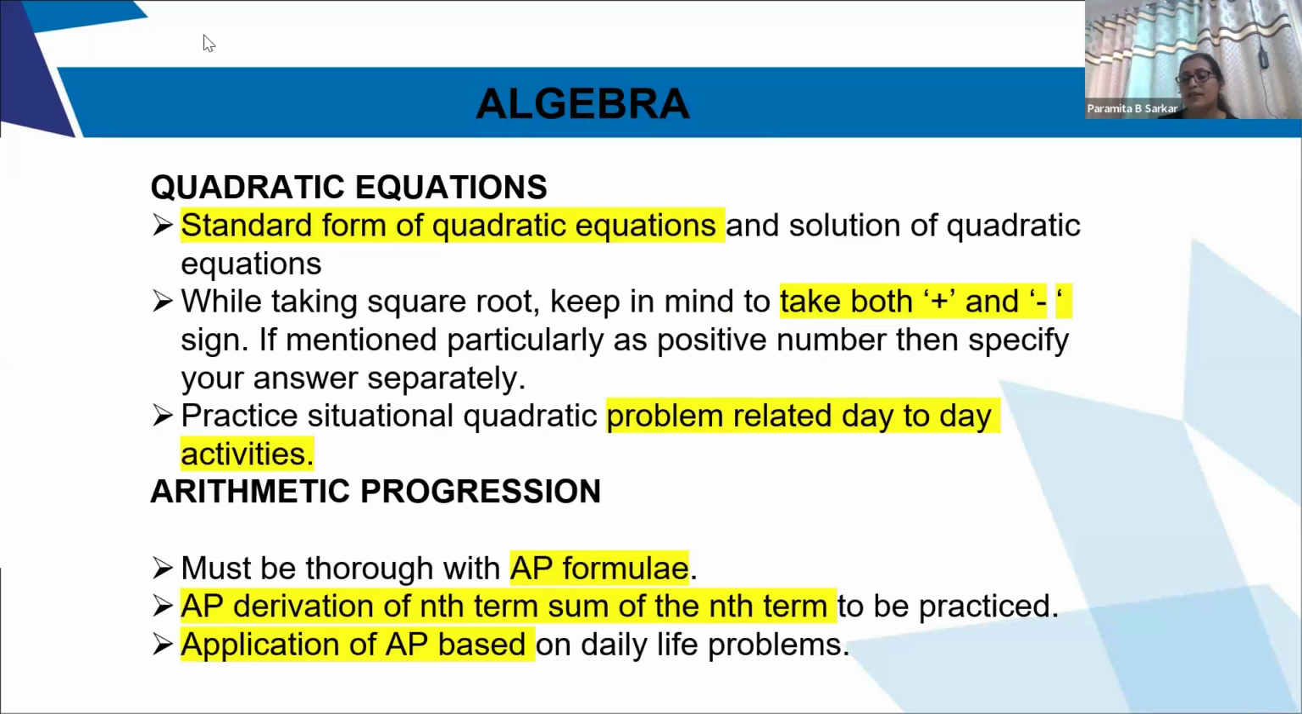Don't write only 4. It is plus and minus 4 because both values will satisfy the conditions. If you miss it, again from the final step, half a mark will be deducted. Now from quadratic equations, 5 marks questions many a time have been set in the question paper. It is a problem related to day-to-day activities.